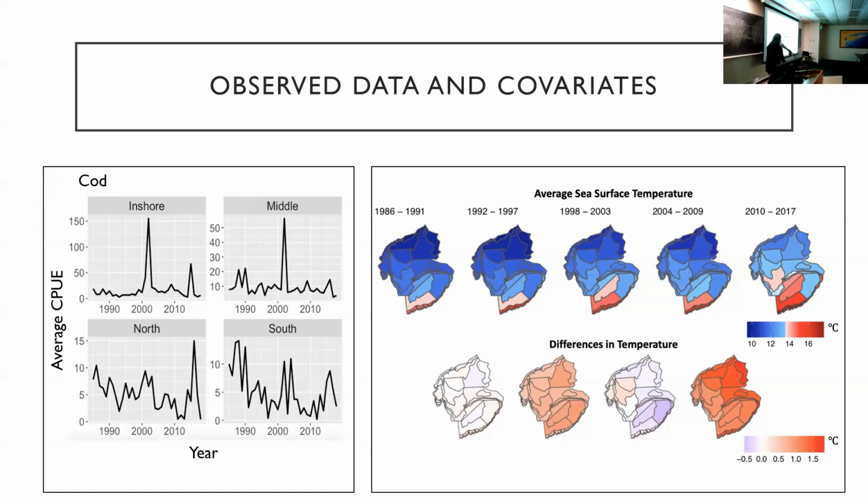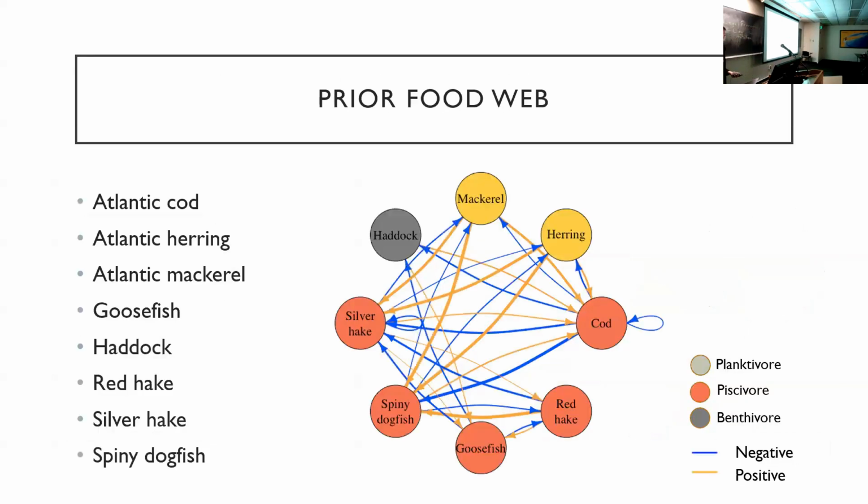So we acknowledge that there is some change in temperature, and maybe that'll have an effect not just on the growth rate, but also on how these species are moving. Okay, so what we did here, I'm showing you this prior food web. I don't actually know how many species were in the data, but there were hundreds, and we're not going to fit our model on all hundreds of these species.